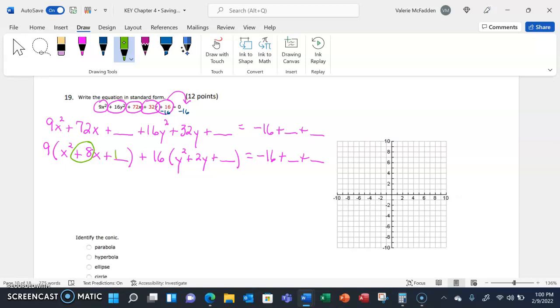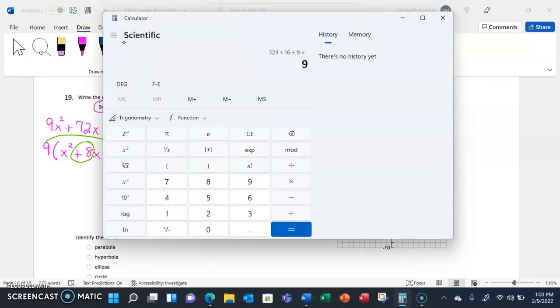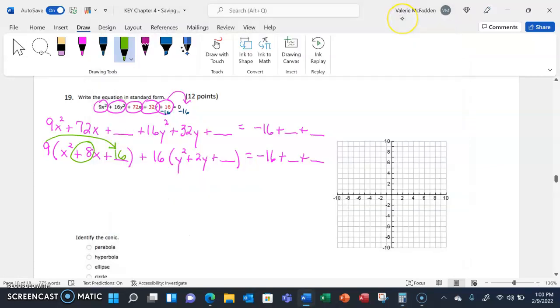Okay, to fill the blank, we take half of the b term, which is 4, and we square it. 4 squared is 16. But did we really add 16? No, we added 9 times 16. And 9 times 16 is 144. So we really added 144 to the left side, so we've added 144 to the right.